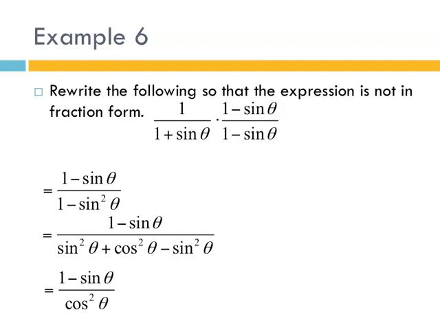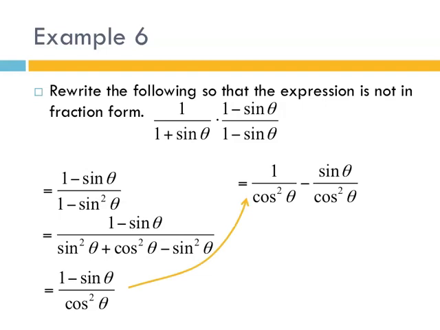Okay, so we still have a denominator. So let's try to break this up into two fractions, and then we'll try to simplify each fraction down to something that's no longer a fraction. So breaking this up, it would be 1 over cosine squared minus sine over cosine squared. Now 1 over cosine, as you know by a reciprocal identity, is secant. And then the sine over cosine squared, we can break that up into sine over cosine times 1 over cosine.